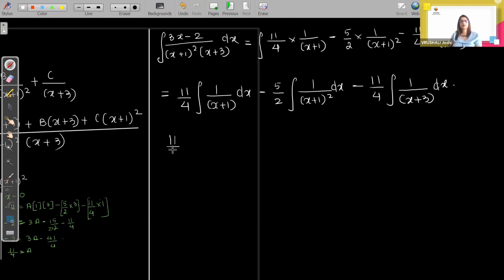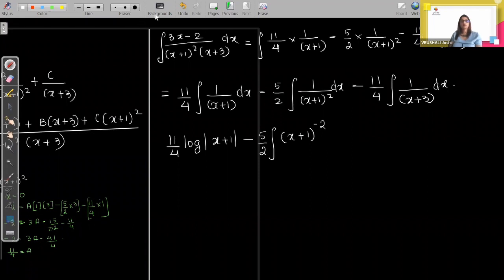11 by 4 into log of modulus x plus 1 minus 5 by 2. Check. See, this is x raised to minus 2. X raised to minus 2, that is x raised to n. X raised to n is x raised. Getting it or no everybody? ये जो पार्ट है, ओके, उसे आप कैसे कर सकते हो? अगर नहीं करना है तो इसे इंटीग्रेशन ऐसे कैसे रखेंगे? I'll do it gradually only. Wait. Okay, minus 2, minus 5 integration of, I'm going to write down this as x plus 1 raised to minus 2. Getting it? पता चल रहा है आपको?